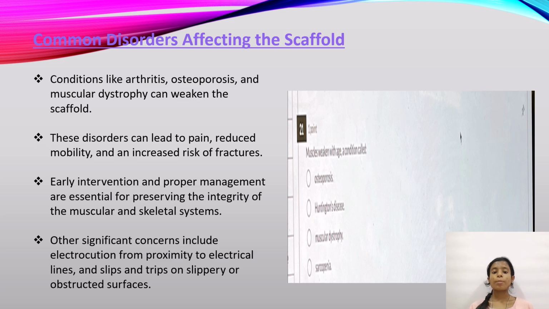Early intervention and proper management are essential for preserving the integrity of muscular and skeletal systems. Other significant concerns include electrocution from proximity to electrical lines and slips and trips on slippery or obstructed surfaces.